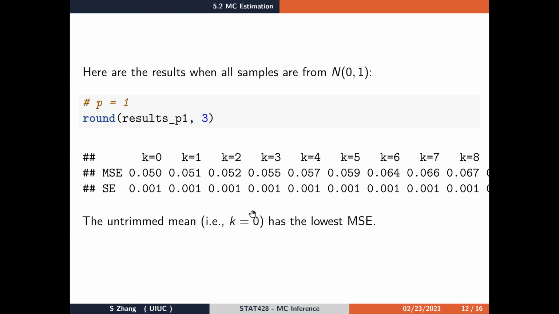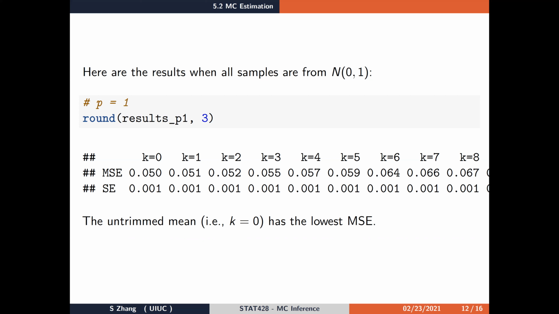So when there is no contamination, you can see that the untrimmed mean, that is the case that k is equal to 0, will result in the lowest MSE. So in this case, MSE is equal to 0.05. And as we increase the trim level, we can see that the MSE keeps going up. So for the uncontaminated situation, the untrimmed mean will perform the best.